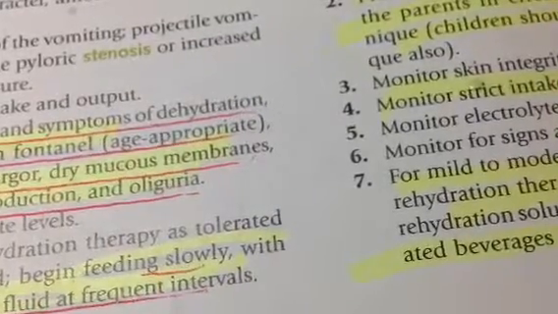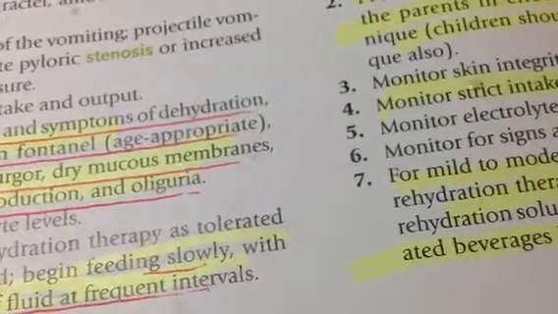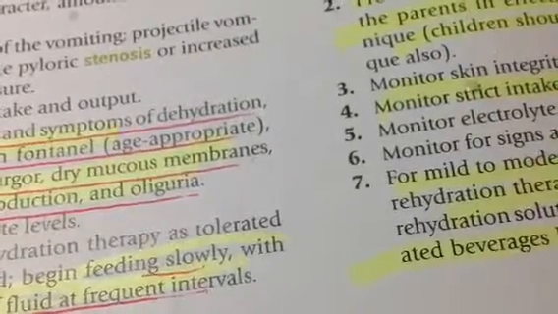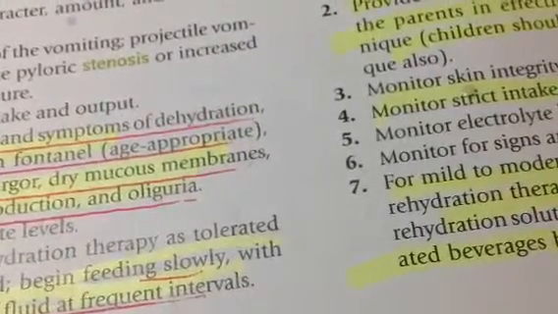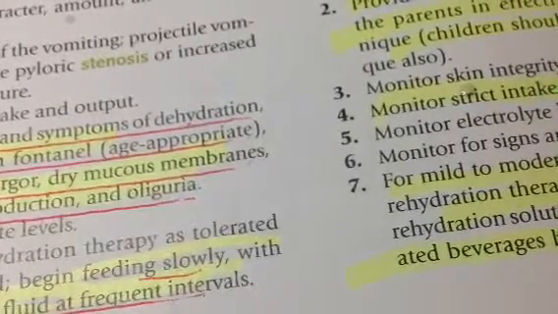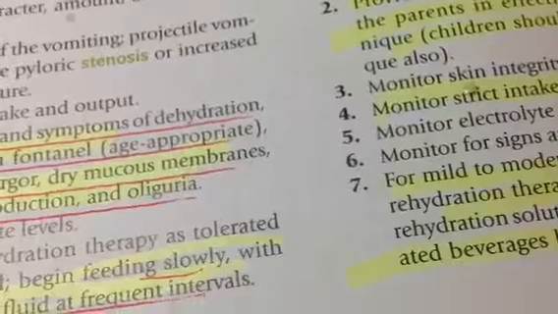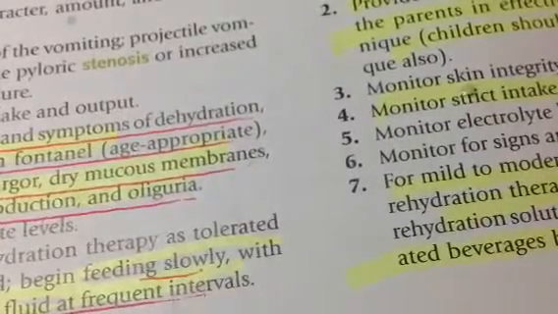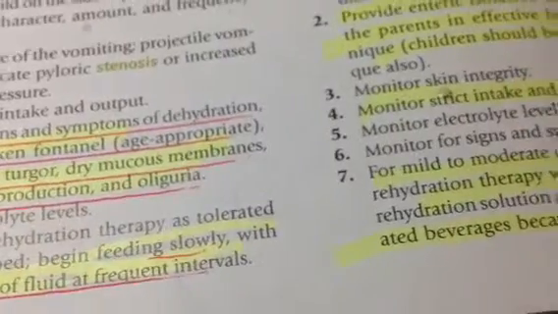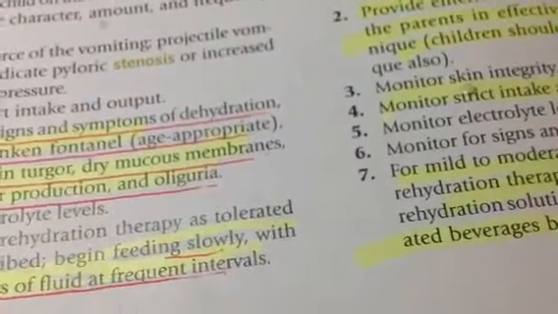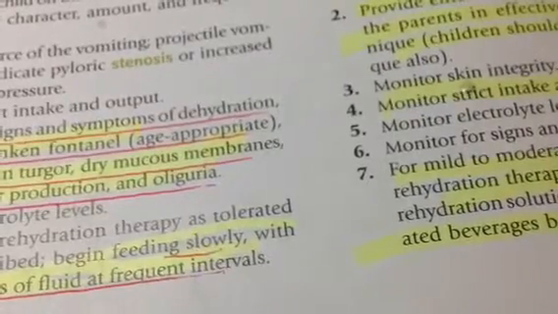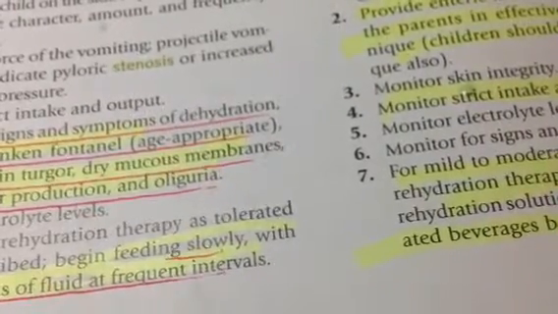Assessment. Character of vomitus, signs of aspiration, presence of pain and abdominal cramping, signs of dehydration and fluid and electrolyte imbalances, signs of metabolic alkalosis. Interventions for vomiting. Maintain a patent airway. Position the child on the side to prevent aspiration.